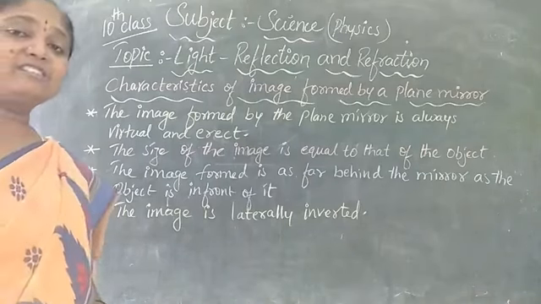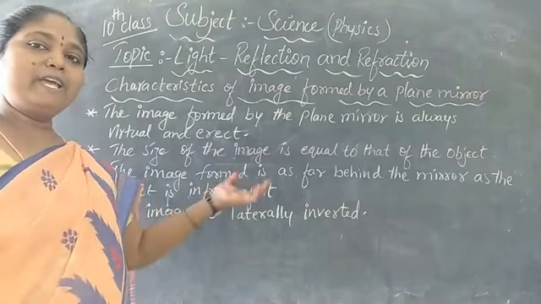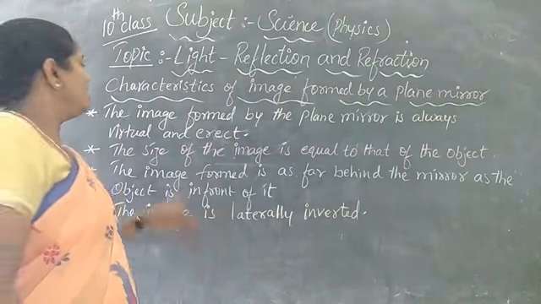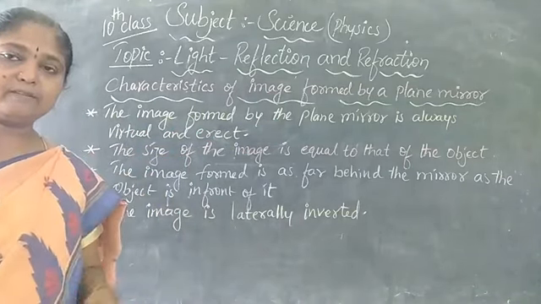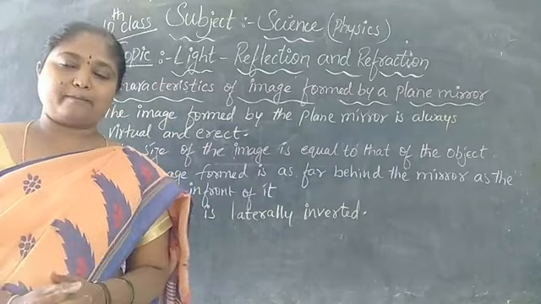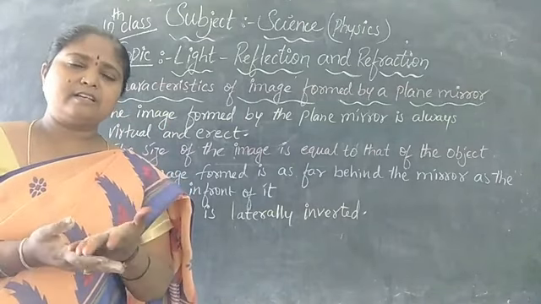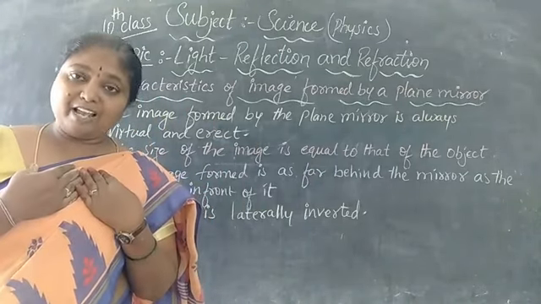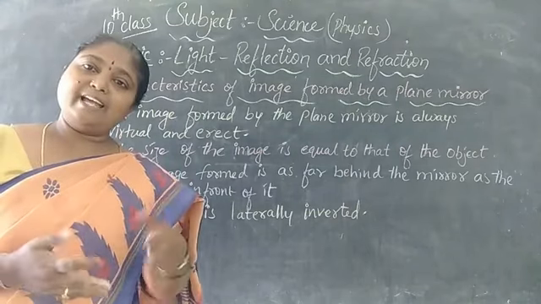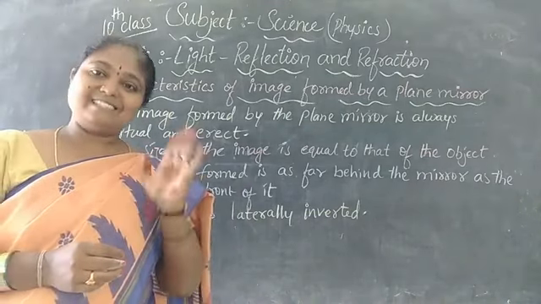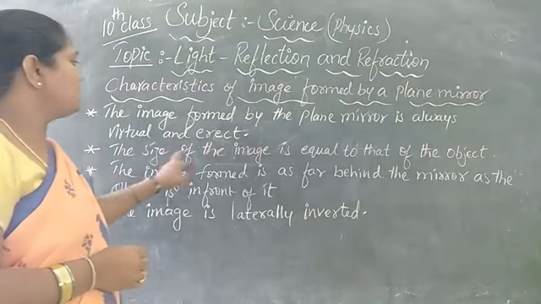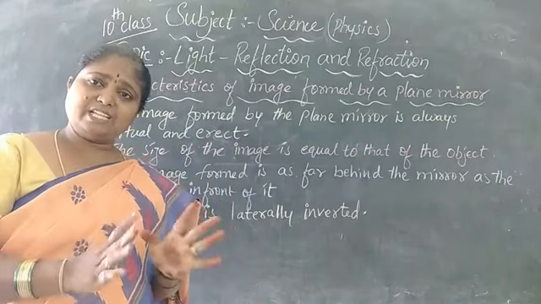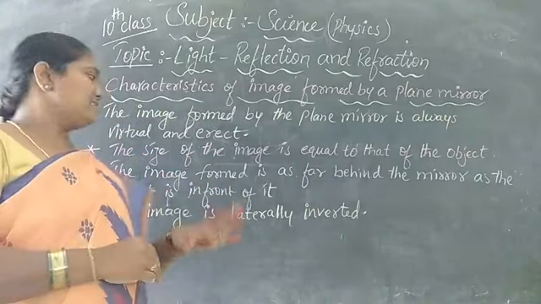Let me see the characteristics of the image formed by a plane mirror. The image formed by the plane mirror is always virtual and erect. That means if you stand in front of the mirror, we can see our face as it is, not small or big or anything else. There we can see our virtual and erect image. Next, the size of the image is equal to that of the object. Our size, however much it is, will stay the same. There will be no changes.